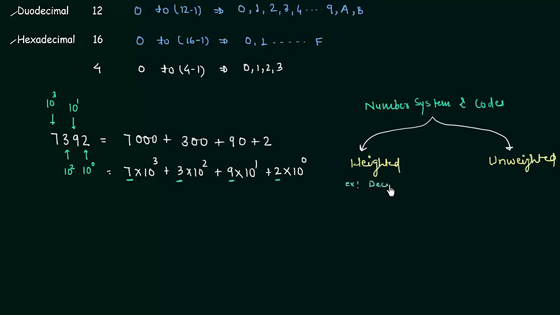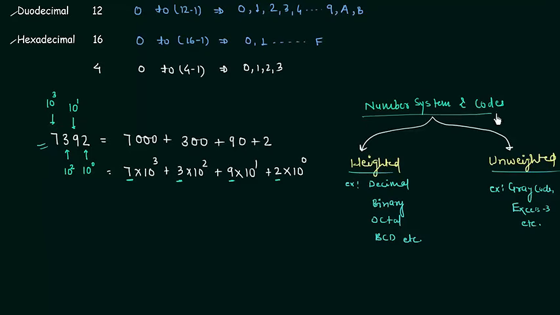is decimal number system that we have seen here, the decimal number system. The second one is binary, of course, octal, binary coded decimal, etc. These are the examples of weighted number system. Examples of unweighted system are gray code, XS3 code, etc. So this is how we can classify the number system and codes depending upon the weights on position.